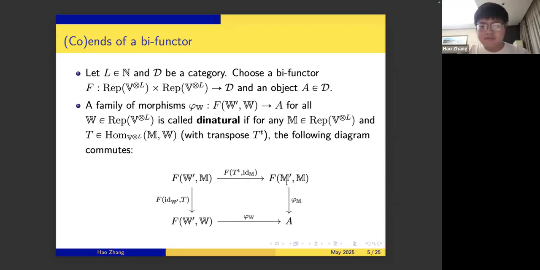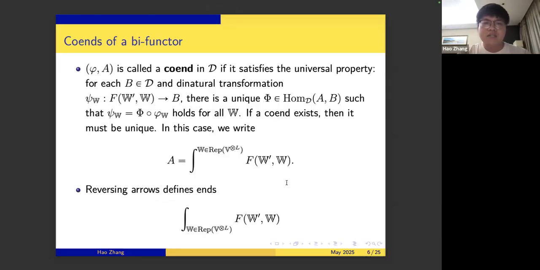If a dinatural transformation satisfies some universal property, that is some co-limit condition, then it will be called a coend in the category D. The universal property will ensure that if our coend exists, then it must be unique. In this case, we may write our coend as an object in D with this kind of integration formula. And if our category Rep is semi-simple, then you can replace the integration by the direct sum. This is our definition of coend.